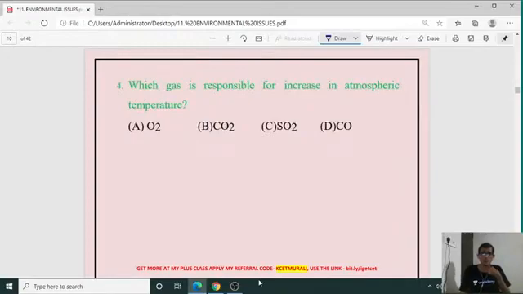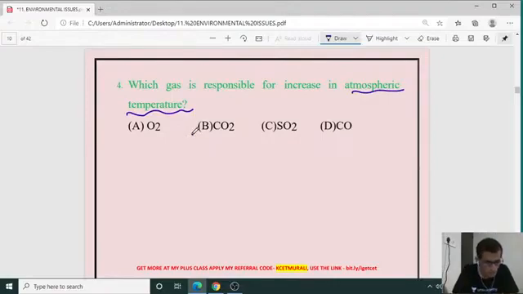Then the fourth one. Which gas is responsible for increase in atmospheric temperature? So the increase of global warming is because of which gaseous molecule? Here I have given oxygen, carbon dioxide, sulfur oxide, carbon monoxide. Which is the right answer? It is B for the fourth one. B is the right answer, carbon dioxide.